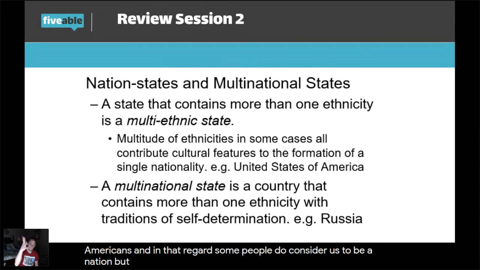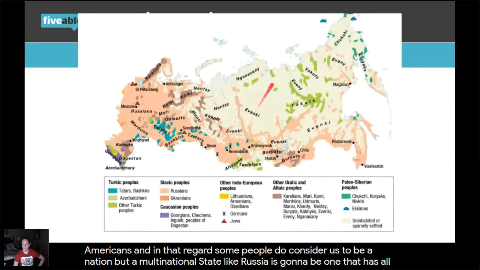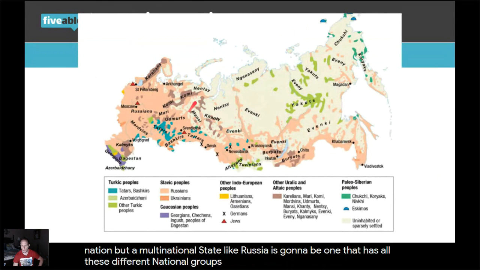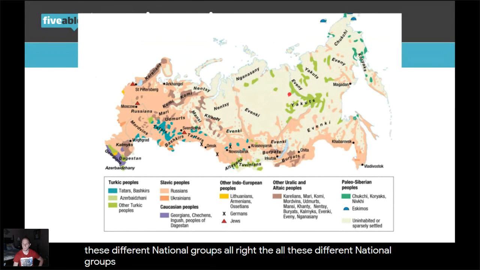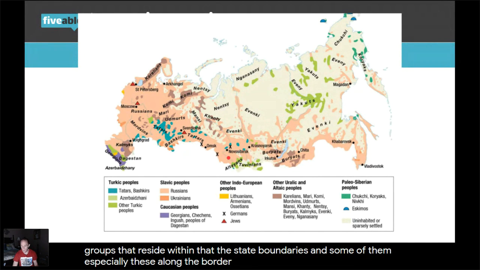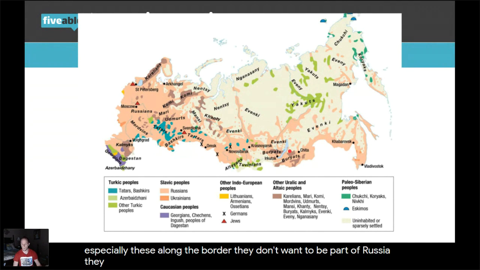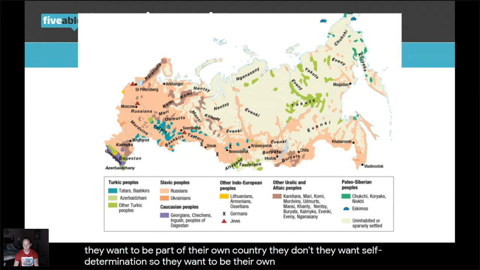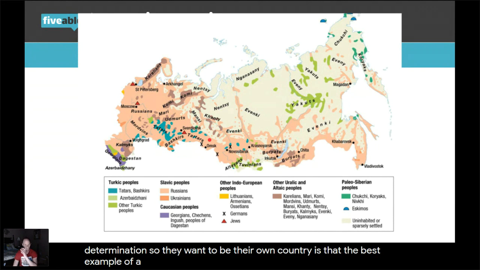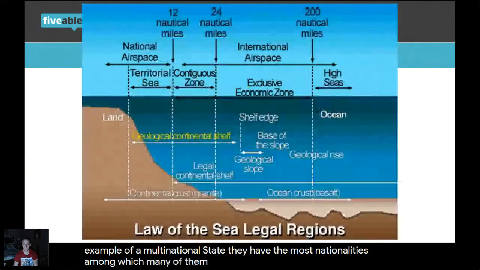But a multinational state like Russia is going to be one that has all these different national groups, all right? All these different national groups that reside within the state boundaries. And some of them, especially these along the border, they don't want to be part of Russia. They want to be part of their own country. They want self-determination. So they want to be their own country. Russia is the best example of a multinational state. They have the most nationalities, among which many of them want to be their own country.